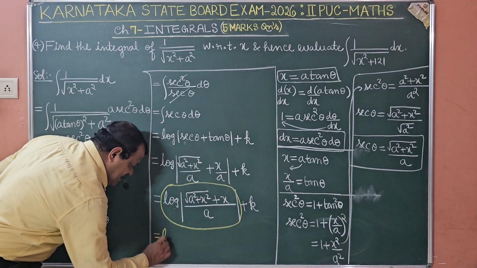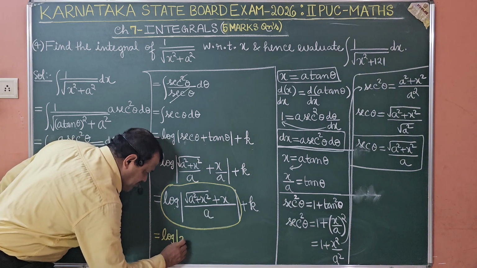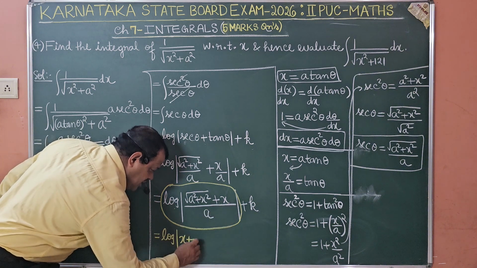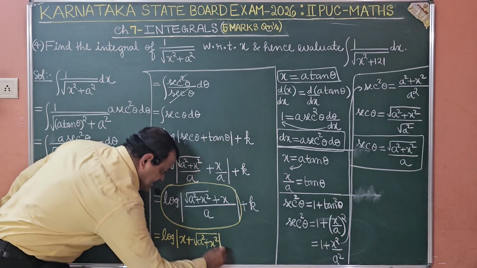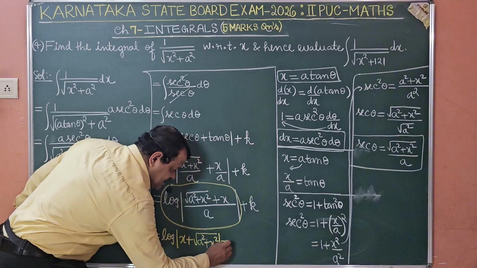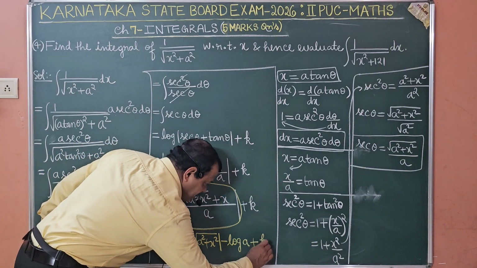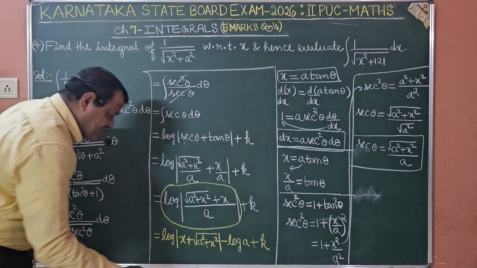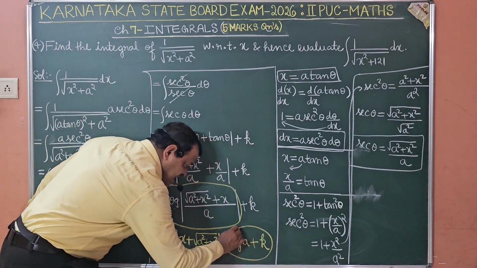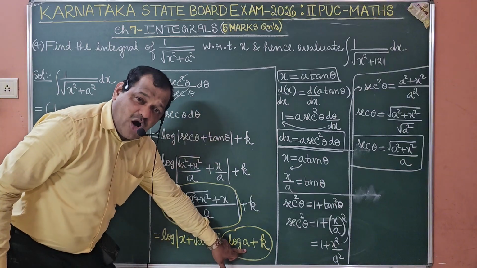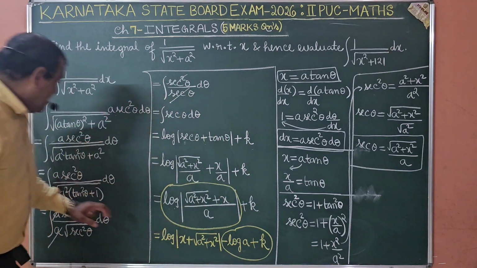So I will write the log of the numerator, which is x plus root of a square plus x square. Then there is a log of the denominator, minus log a plus k. And now, dear students, please understand this minus log a plus k is a constant, and that constant we shall call plus c.